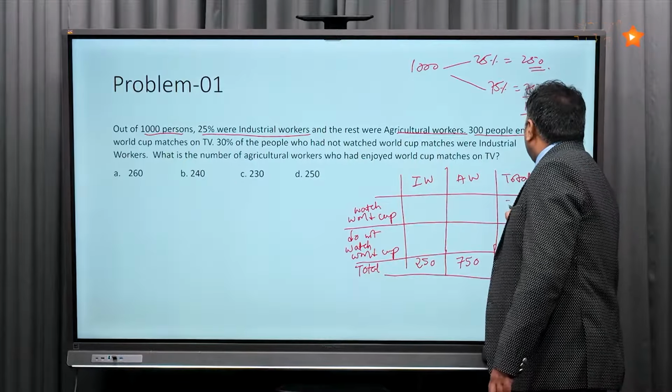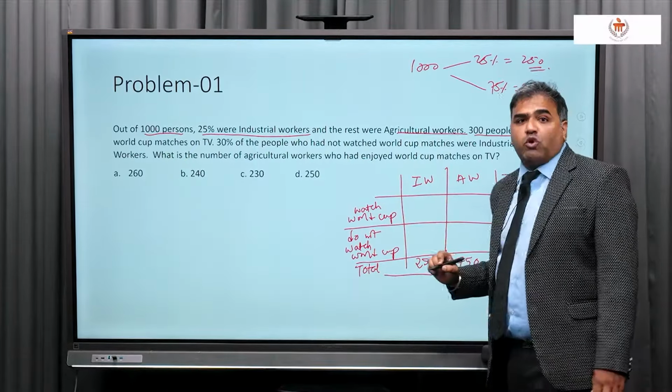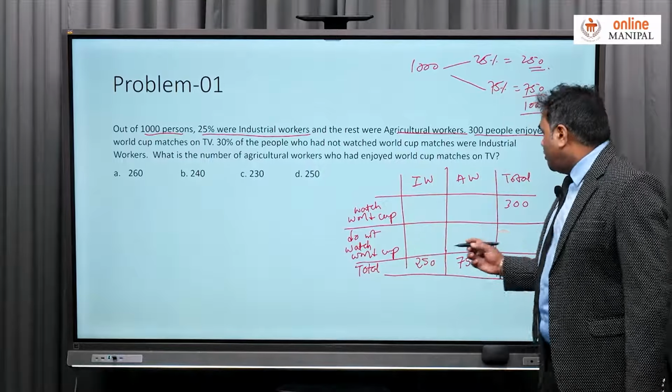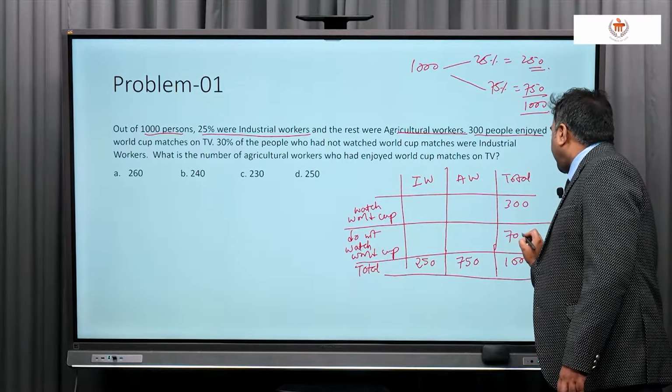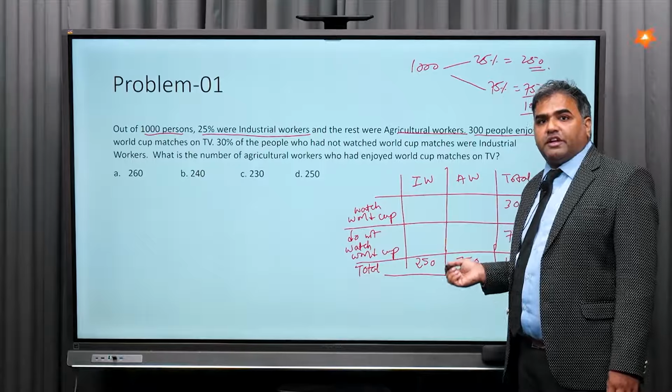match on TV. So 300 people watch World Cup match on TV. So how many do not watch World Cup match on TV? 1000 minus 300. That would be 700. Clear everyone?